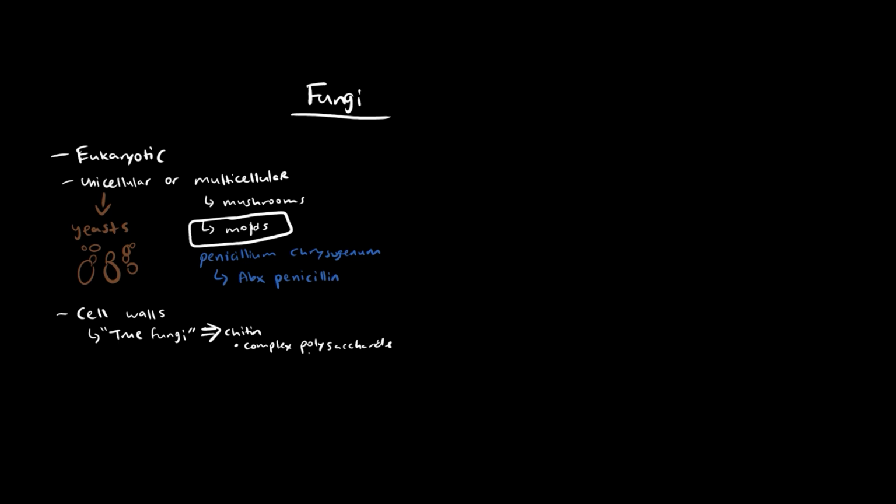But poly refers to many, saccharide referring to sugars. So it's a molecule that contains many sugars. And the important thing about chitin is that it helps provide strength to the cell wall, as well as a shape or rigidity to the cell wall.